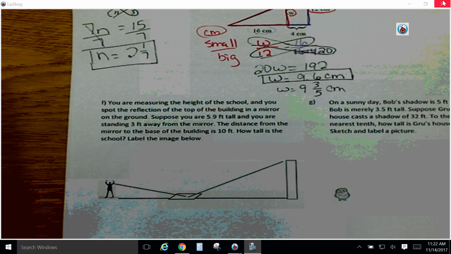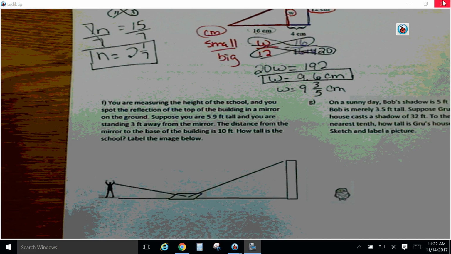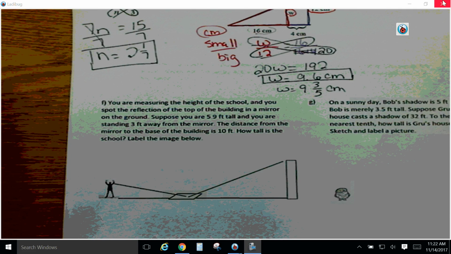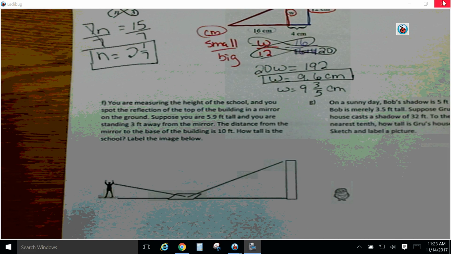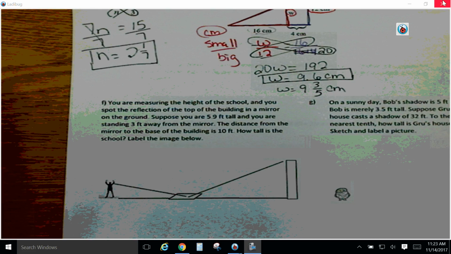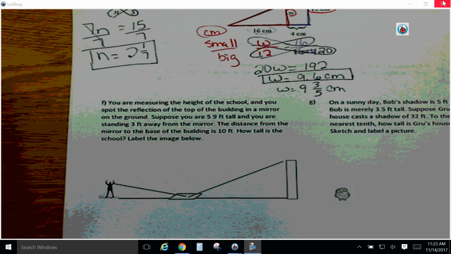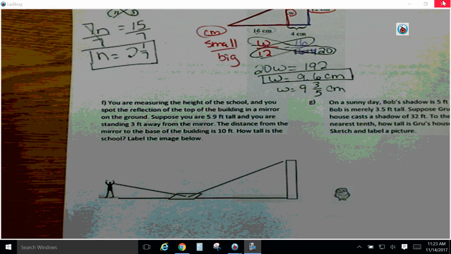F says, you are measuring the height of the school and you spot the reflection of the top of the building in a mirror on the ground. Suppose you are 5 and 9/10 feet tall and you're standing 3 feet away from the mirror. So the distance from the mirror to the base of the building is 10 feet. How tall is the school? Label the image below. Okay.